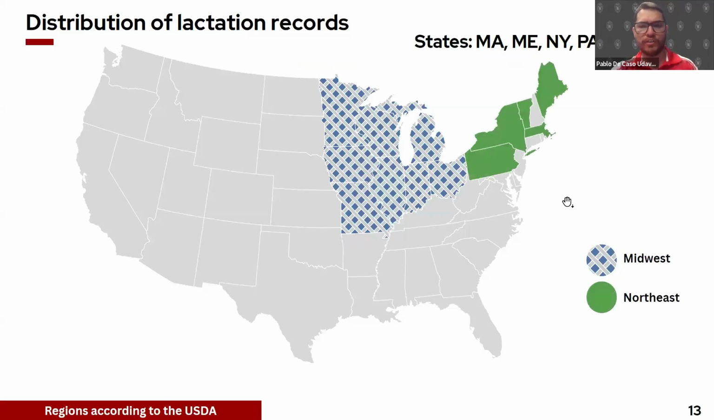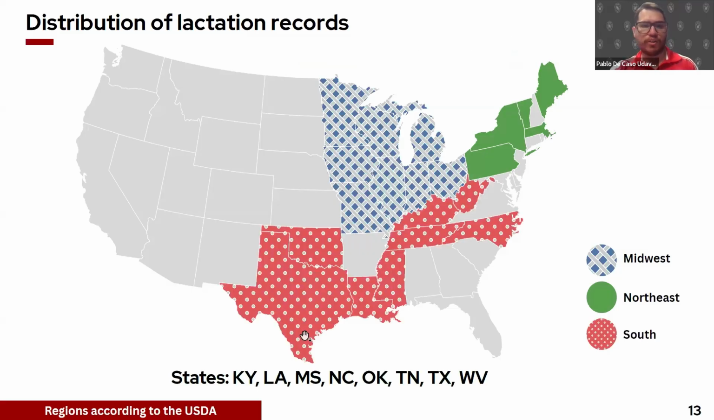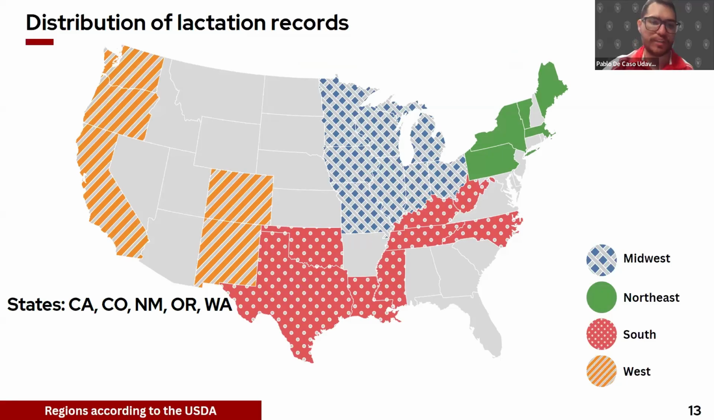Then we're going to be moving on to the Northeast, with states like Massachusetts, Maine, New York, Pennsylvania, and Vermont. And then we're going to be moving south, with states like Kentucky, Louisiana, Mississippi, North Carolina, Oklahoma, Tennessee, Texas, and West Virginia. And lastly, we have the West region, as defined by the United States Department of Agriculture. We have California, Colorado, New Mexico, Oregon, and Washington represented in our data set.